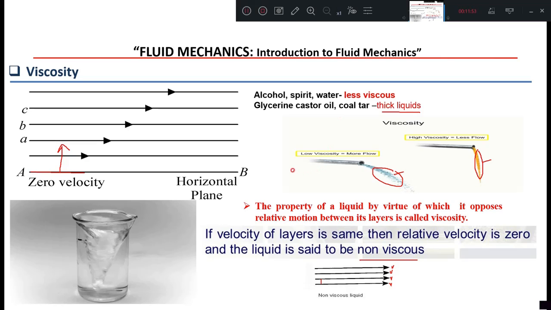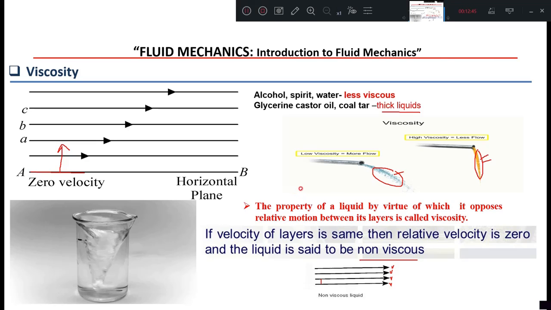Greater viscosity favors streamline flow. So here, look at this one, this is having a high viscosity. Greater viscosity favors a streamlined flow, whereas lower viscosity favors turbulent motion. The viscosity of a liquid decreases rapidly with increase of temperature, while that of gases increases. The viscous forces do not operate as long as the liquid is at rest; they come into picture only when the fluid starts moving.